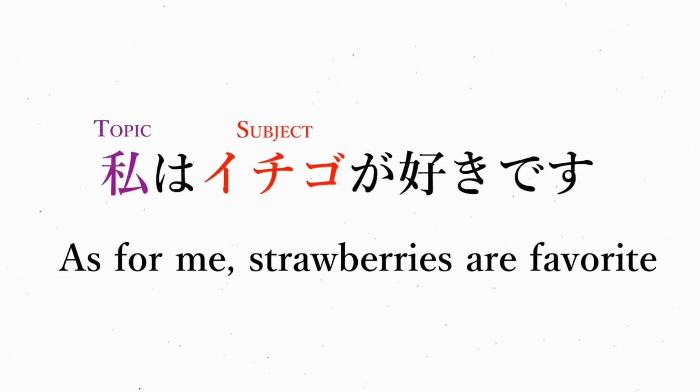Let's go back to ichigo ga suki desu. If I'm going to expand this sentence to have the topic, I would say, watashi wa ichigo ga suki desu. As for me, strawberries are favorite. Much like in English, you don't need to put the topic in every Japanese sentence, especially in Japanese because it's a context-based language. So if it's implied that the listener knows the topic, you don't need to say it. A lot of beginner Japanese learners are taught that watashi wa roughly means I am.